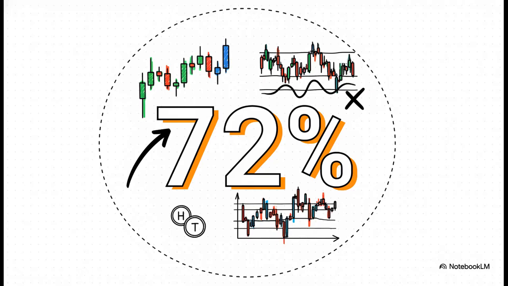And this isn't just about making charts look prettier. Get this, some analyses suggest Heikin Ashi has a success rate as high as 72% in predicting market movements. Compare that to traditional candlesticks, which hover around 49%. That's basically a coin flip. A 72% success rate, that is a serious edge.